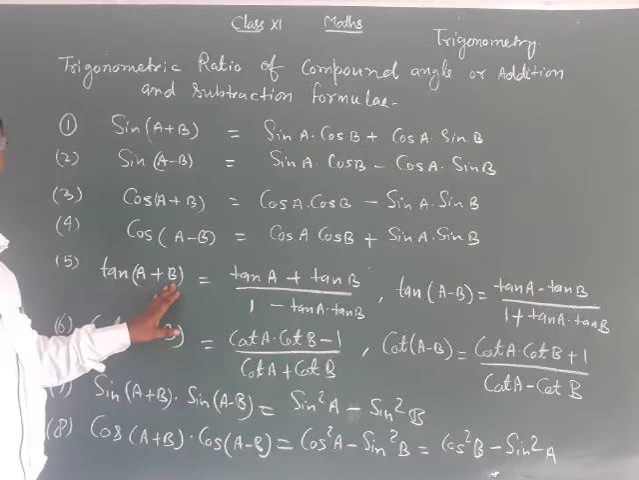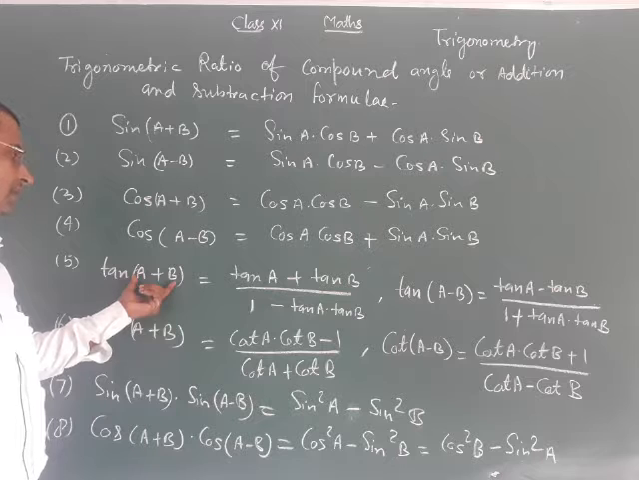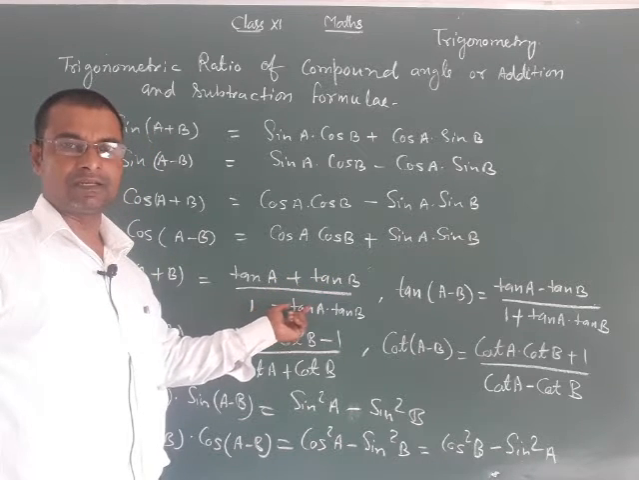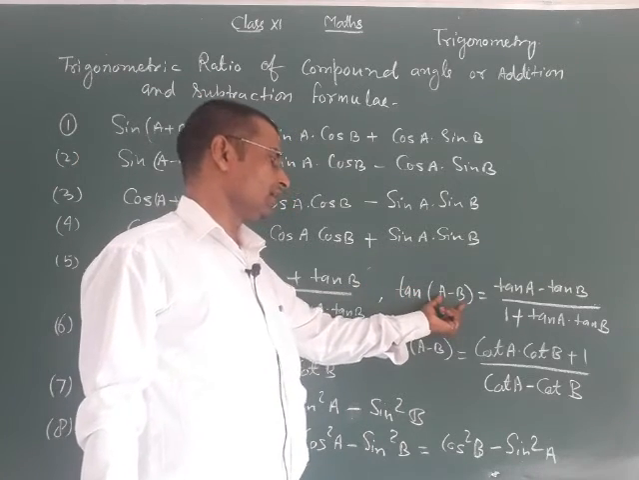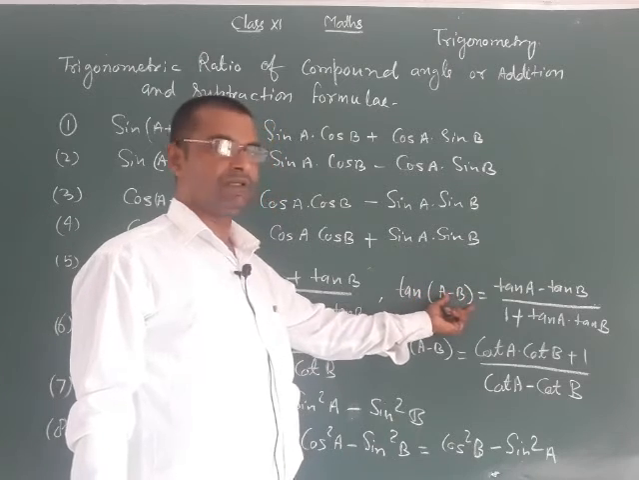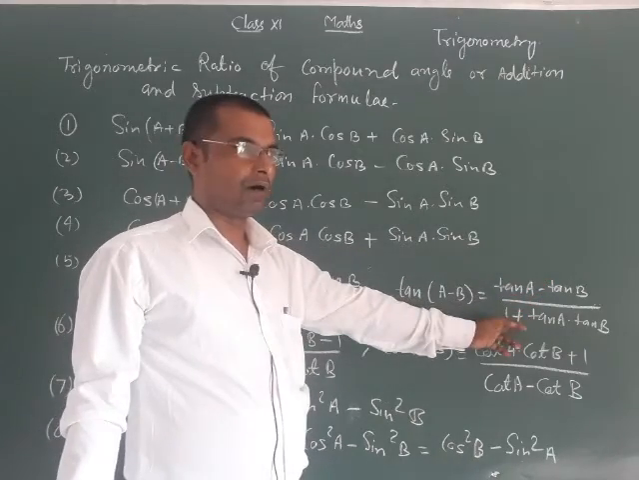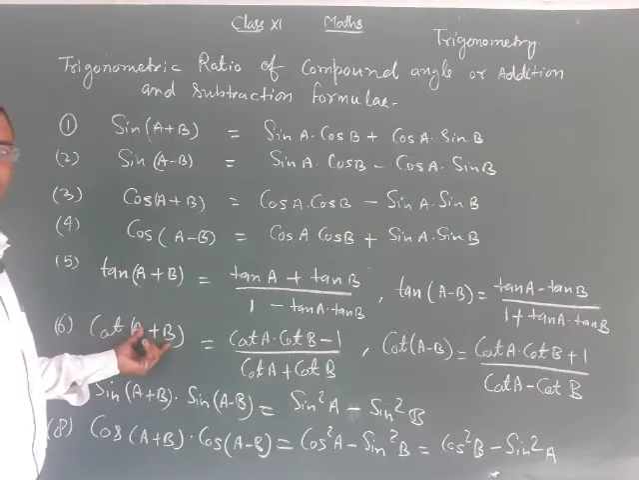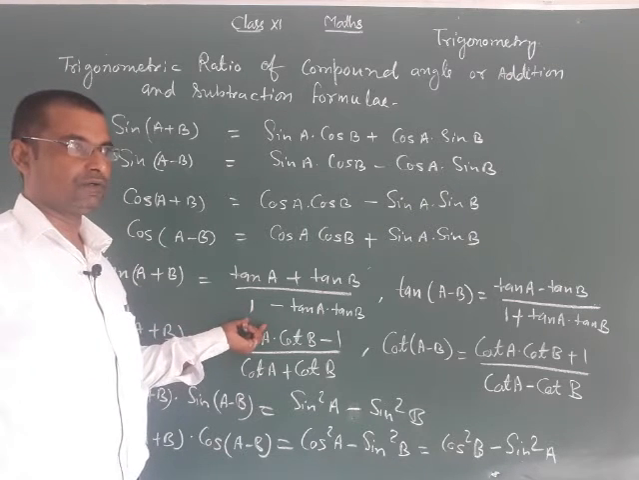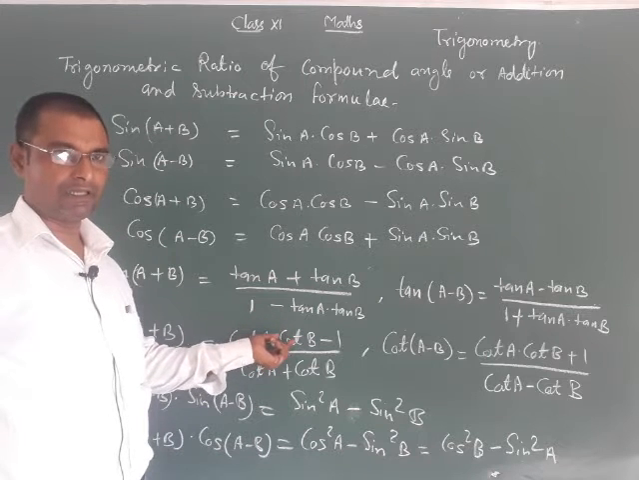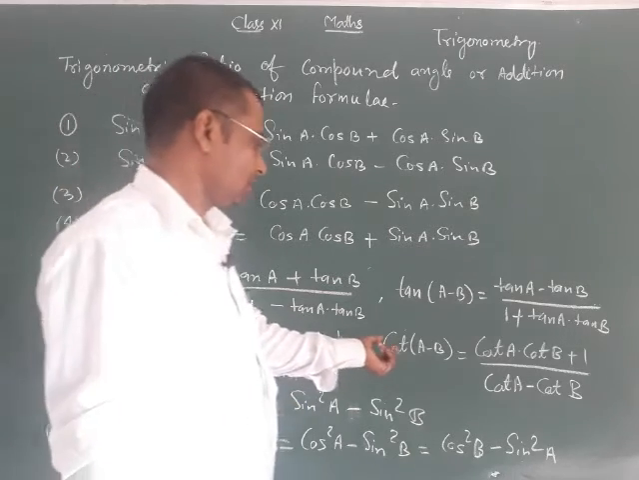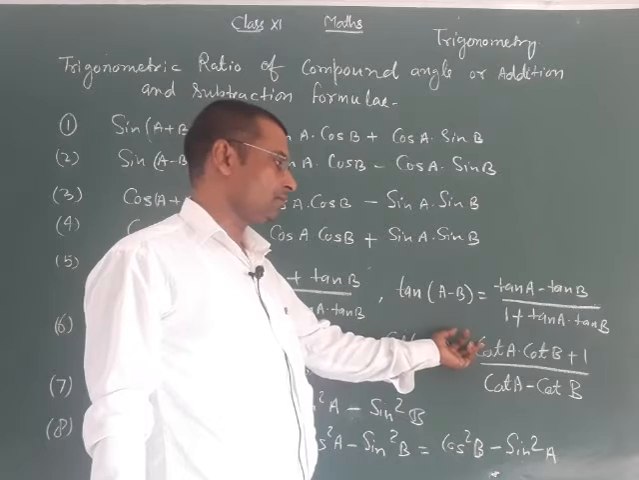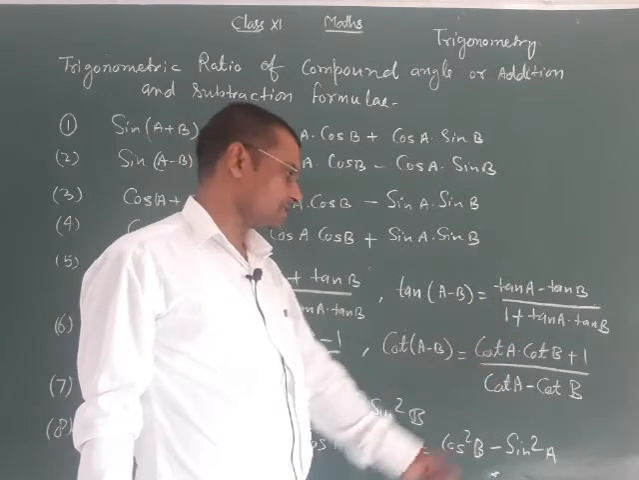And fifth, tan(A plus B), sum of two angles, is equal to tan A plus tan B upon 1 minus tan A into tan B. Also, difference of two angles, tan(A minus B) is equal to tan A minus tan B upon 1 plus tan A into tan B. Similarly, sixth, cot(A plus B) is equal to cot A into cot B minus 1 upon cot A plus cot B. Also, cot(A minus B) is equal to cot A into cot B plus 1 upon cot A minus cot B.